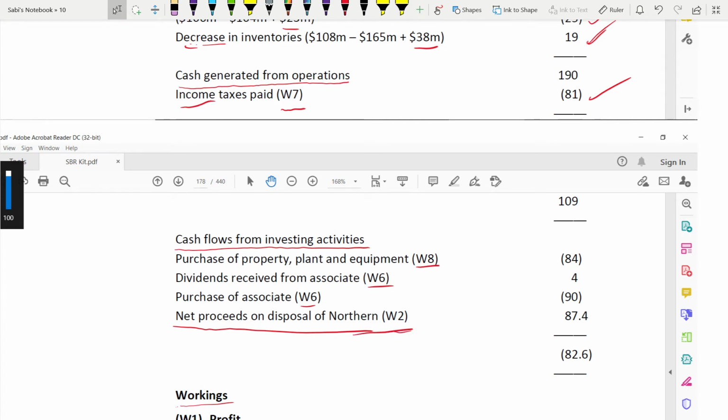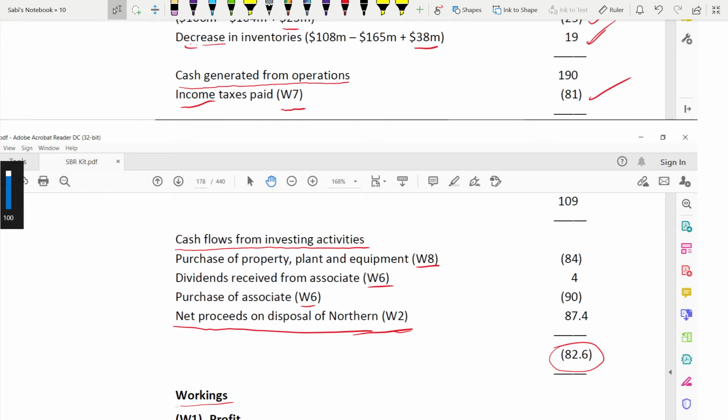The other 3 are understood. But the last one, we have sold a subsidiary. So when we sell a subsidiary, we get something, no? That cash needs to be recorded. So don't forget that. The two purchases are outflows, that's why they're in brackets. Dividend received and net proceeds are inflows, that's why they're without brackets. And finally, this is your cash flow from investing activity.